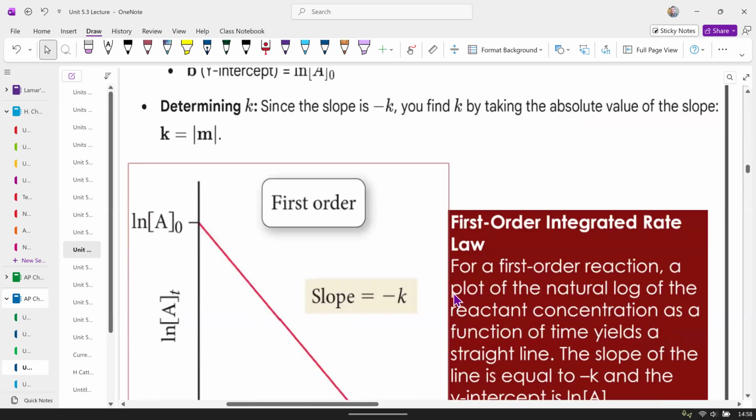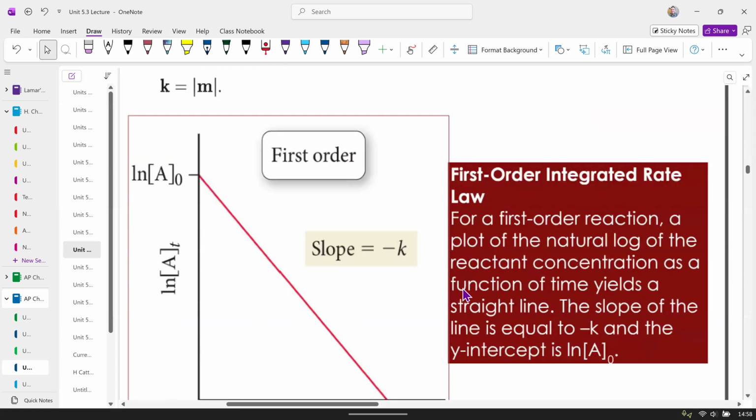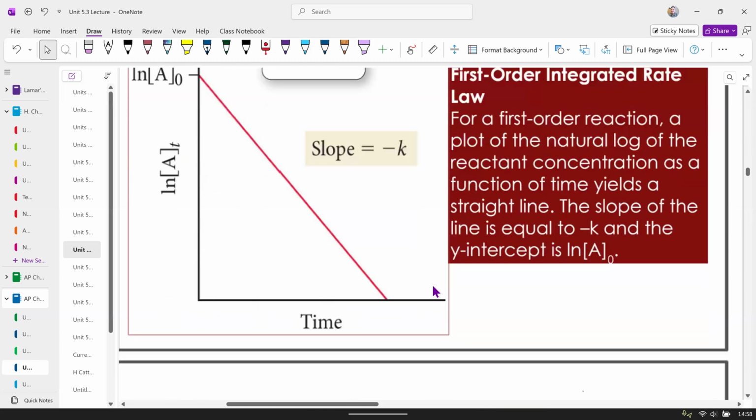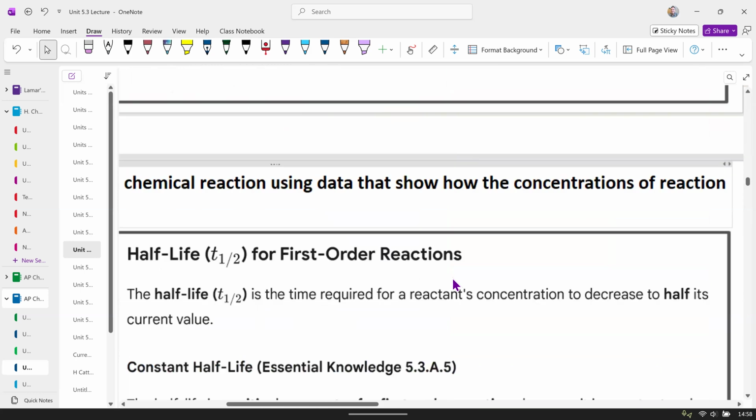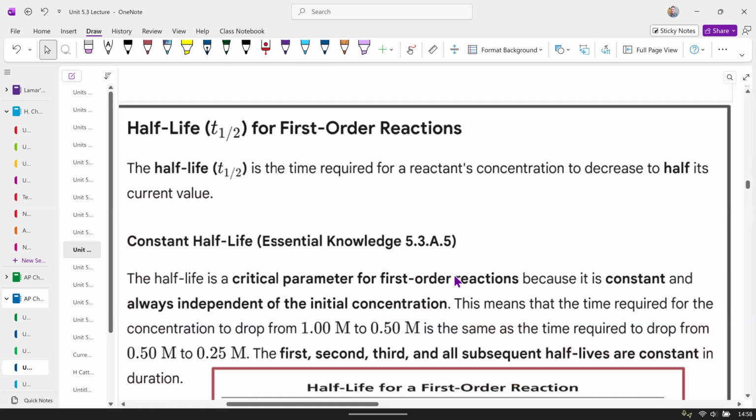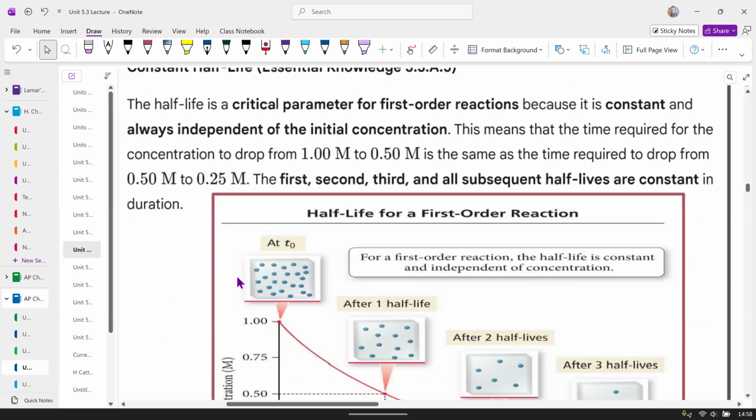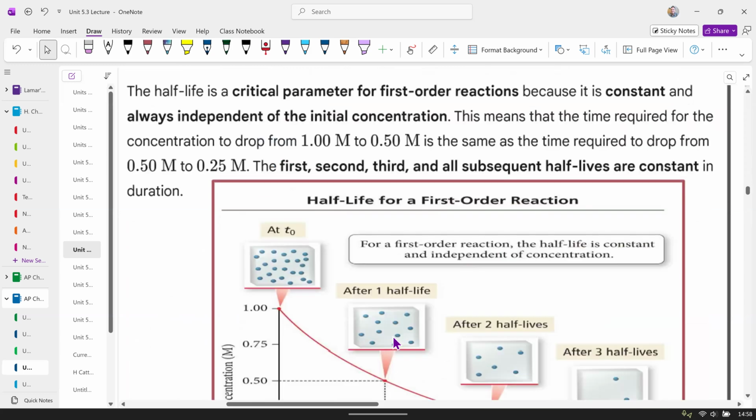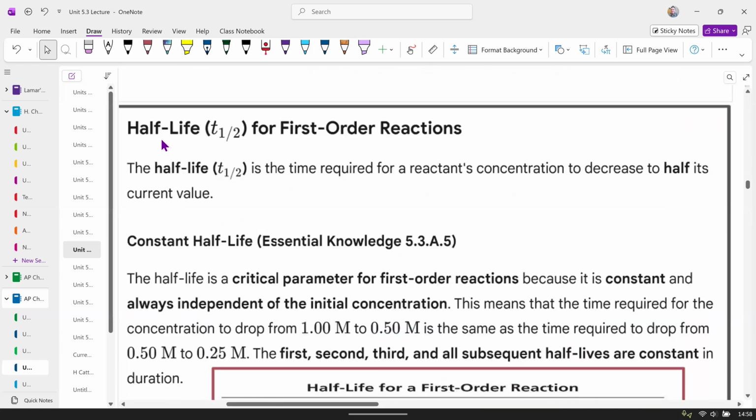All right. Now, there's another graph associated with first order that we need to be familiar with, and that is going to be one of concentration versus time. So if we look at this, first of all, I want to talk about a half-life, and then we'll talk about why we need to know this graph of concentration versus time about first order, and we'll talk about that.